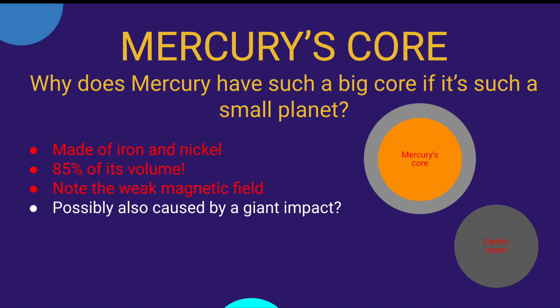Why does Mercury have such a big core if it's such a small planet? The core is made of iron and nickel and is 85% of the entire planet's volume. Yet somehow, the magnetic field of Mercury is very, very weak. And scientists have said that this is probably also caused by a giant impact. Amazing.